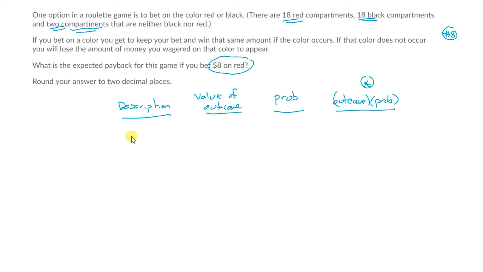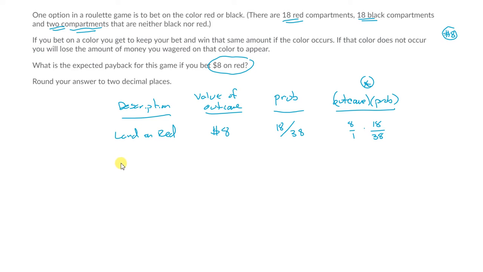In this case, you could land on red. If you land on red, what happens? You've bet $8, so you're going to win 8. You're going to get your $8 bet back, and then get an additional $8. So that means you're going to win $8. What's the probability of that happening? Well, how many red compartments are there? There's 18, but how many total compartments? 18 plus 18 is 36, plus another 2 is 38. And so your outcome times your probability is this. Of course, I could reduce that a little bit if I want.